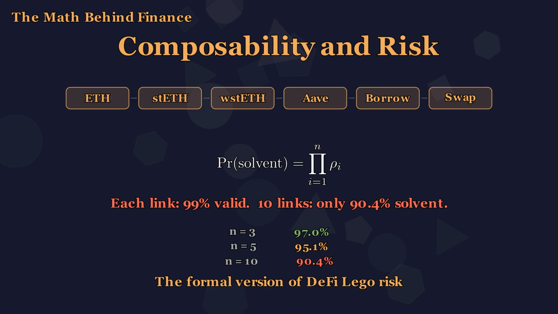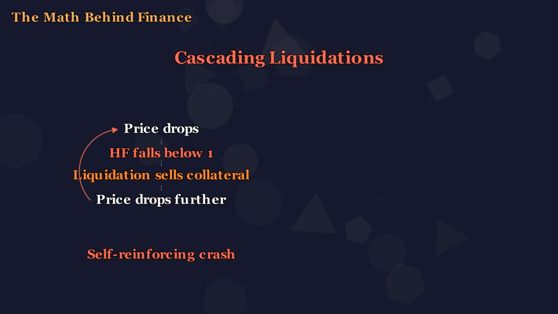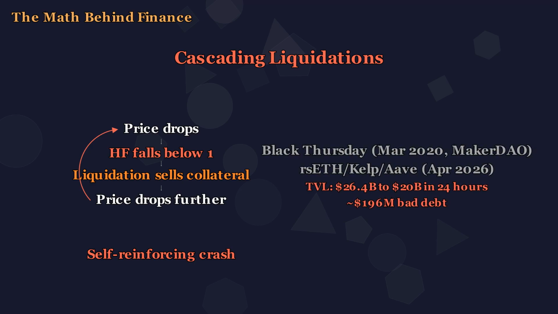A price drop pushes health factors below 1. Liquidations sell collateral. The selling pushes prices lower. More positions fall underwater. More liquidations fire. It is a self-reinforcing crash. This is exactly what happened on Black Thursday in March 2020, when MakerDAO nearly collapsed, and again in April 2026, when the Kelp rsETH bridge exploit caused Aave's TVL to drop from $26 billion to $20 billion in just 24 hours, leaving roughly $196 million in bad debt.